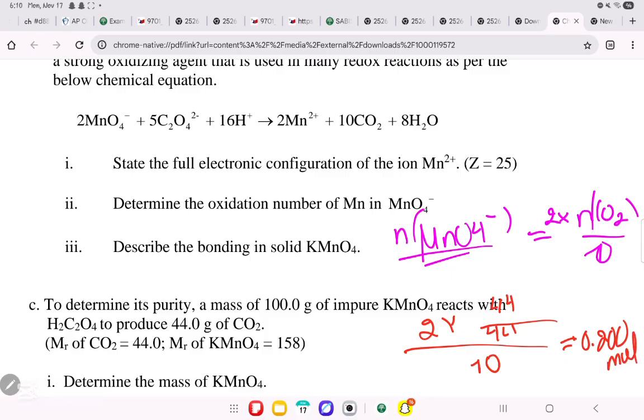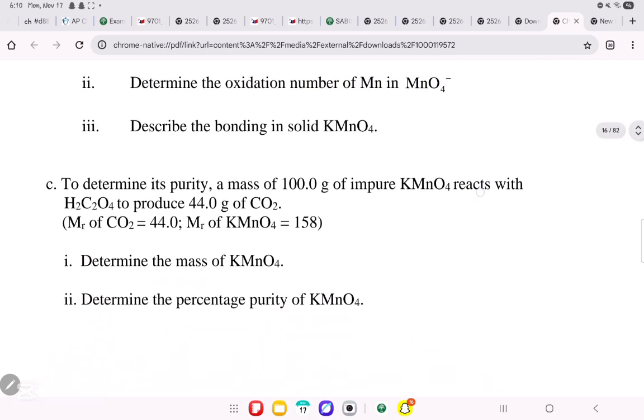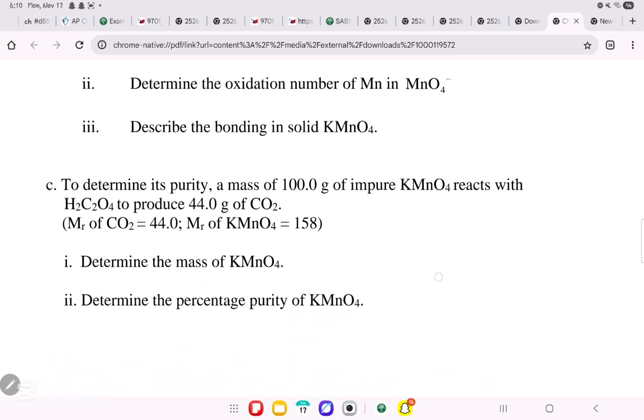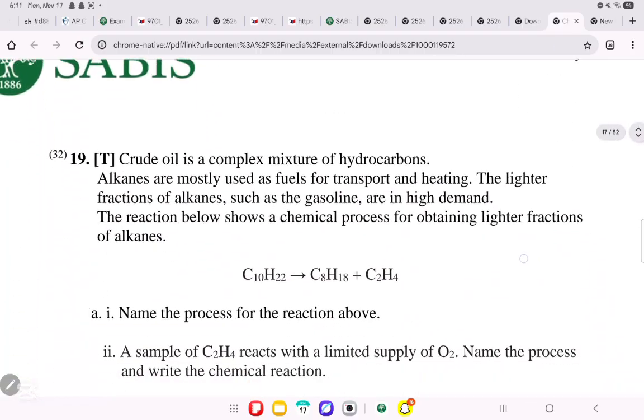Now what can I do? I can find the mass of MnO4 minus by doing what? By doing number of moles times molar mass. So 0.200 times 158. This will give me 31.6 grams. So what would my percentage be? My percent of pure, the purity of KMnO4, it would be the mass of pure over the mass of the impure times 100, which is basically 31.6%. We'll move on to 19.